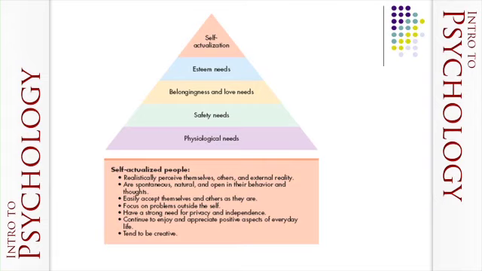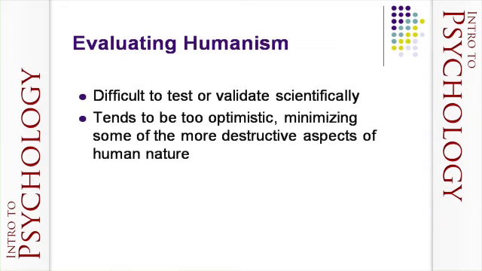So evaluating humanism. Difficult to test or validate scientifically and tends to be too optimistic, minimizing some of the more destructive aspects of human nature. But in therapy, the humanistic approach is very, very variable. Okay. As you know, the personality chapter is related to the therapy section of the book so much too, overlap.